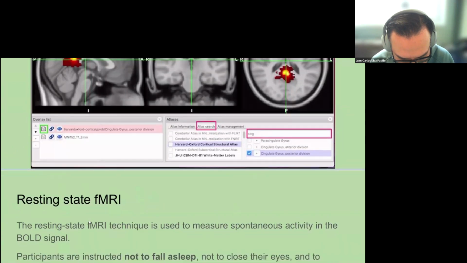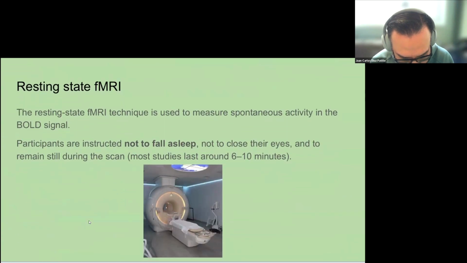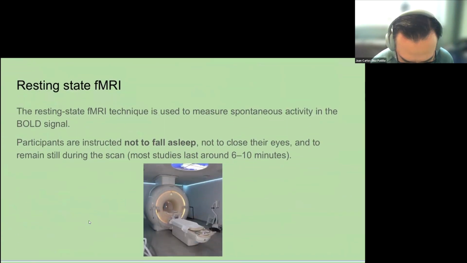So there is another kind of study that is the main purpose of our studies, called resting state fMRI. This is used to measure spontaneous activity in the pulse signal. The instructions for the participant are just: don't fall asleep, don't close your eyes, and try to remain still during the scan process. The scans are around 6 to 10 minutes.